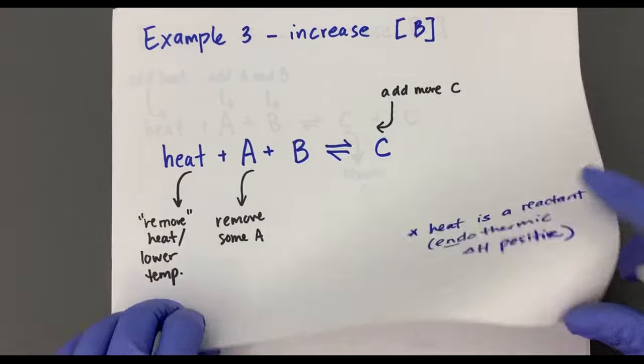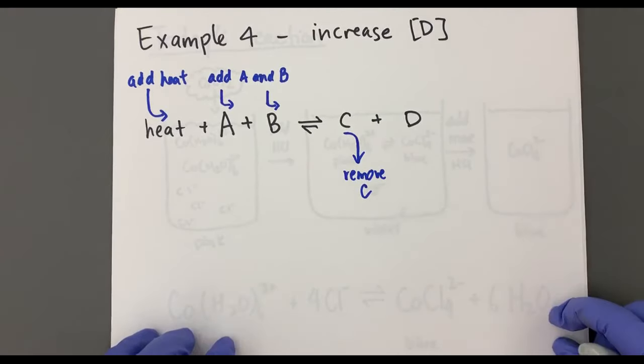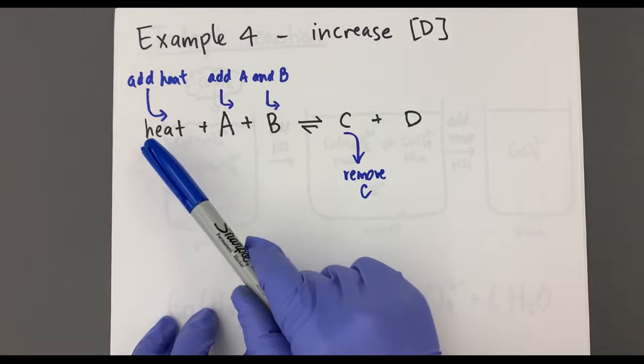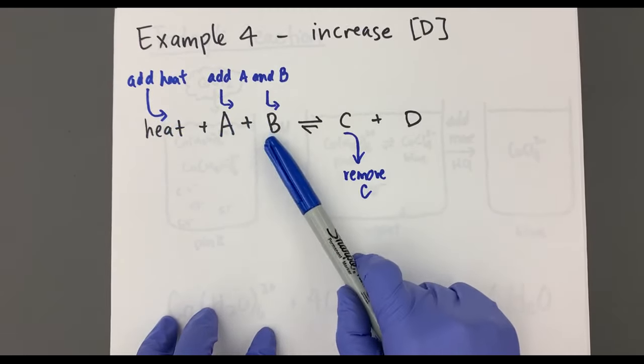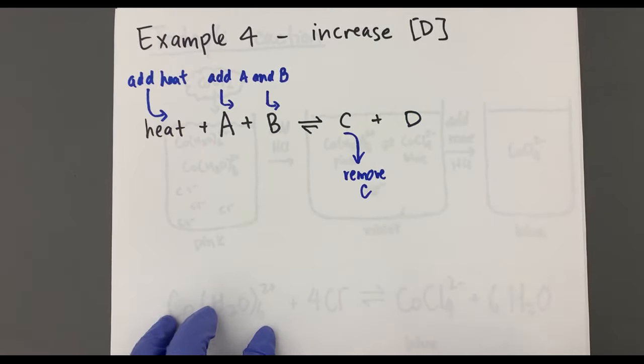Last example, example number 4. Let's say I would like to increase D. Now, in terms of D, D is a product, so I can add more heat, meaning raising the temperature. I can add A or B, or I could remove some product, which is C. These kinds of examples are very helpful to you.